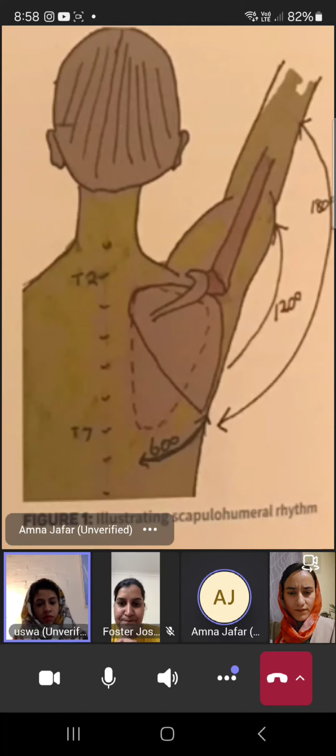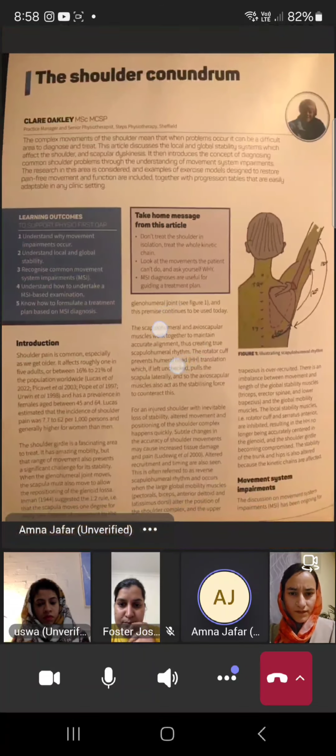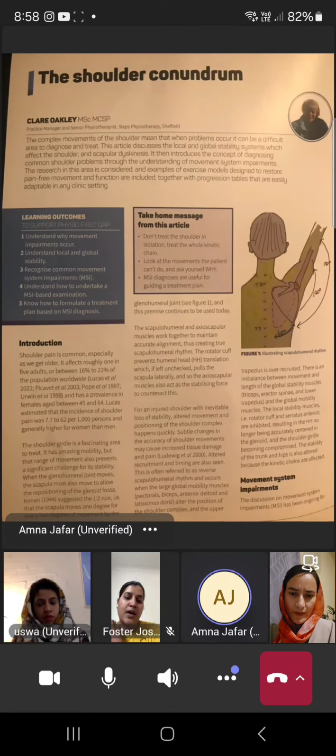The stability of the trunk and hips are also altered because the kinetic chains are affected. So that's why we have to approach the joints holistically, not just the shoulder girdle. Obviously, we have to look towards the hip and back. As we move forward with this article, I'll be asking Foster Joseph to present Joe Gibson's techniques practically, and today you will be learning that, inshallah.